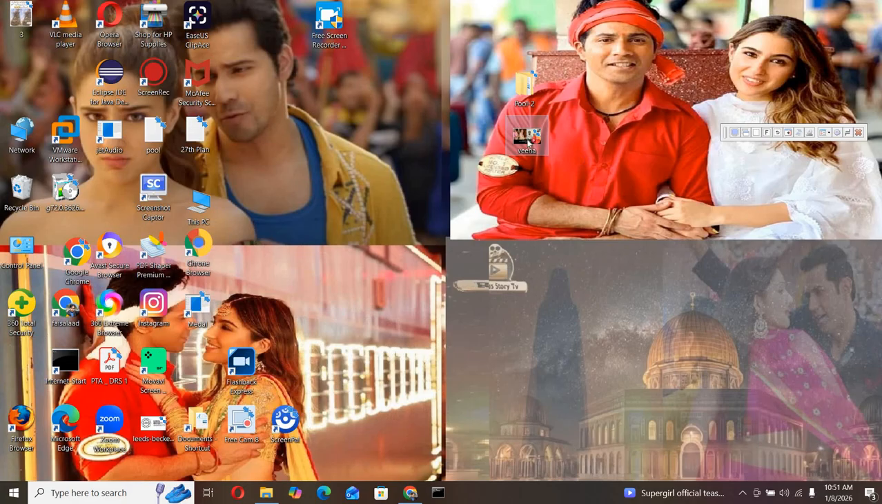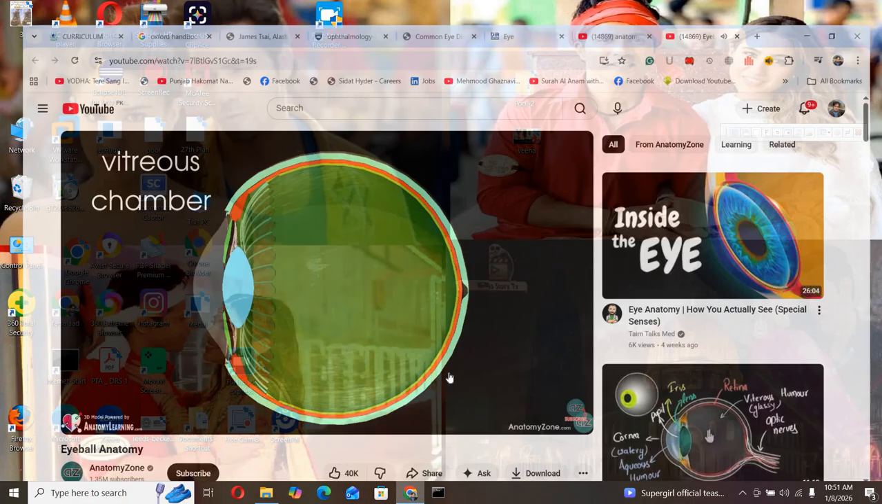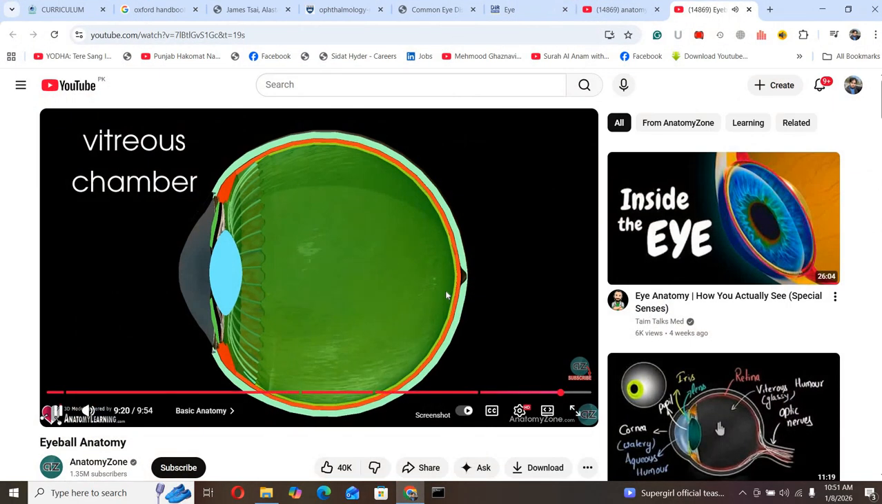The lens separates these two chambers from the vitreous chamber, which fills the eyeball with a transparent, gel-like substance known as vitreous humor or vitreous body, extending from behind the lens to the retina posteriorly. So that's an overview of the gross anatomy of the eyeball.